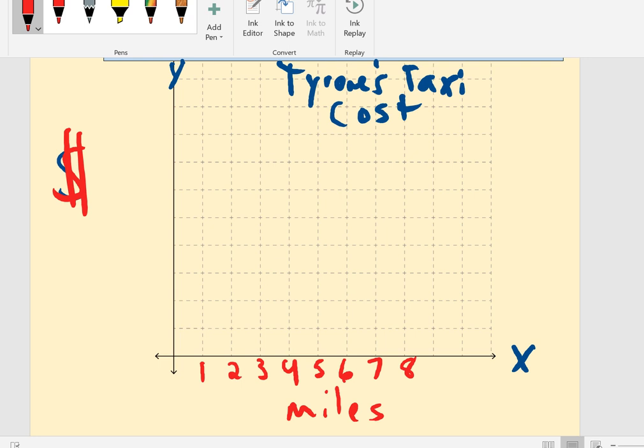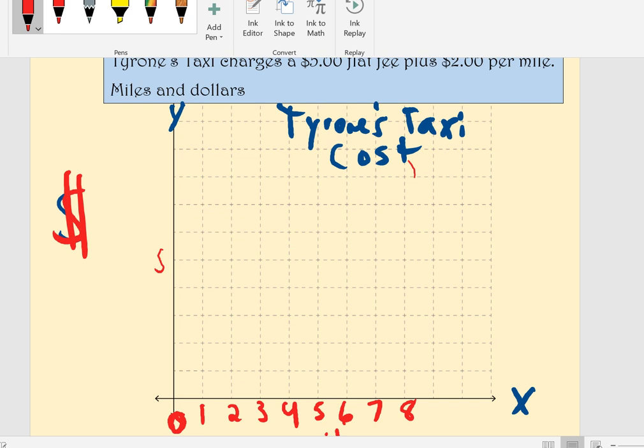On the dollar amount, the least amount of money that we would end up paying Tyrone if we went 0 miles would be $5. So if we start at 5, if we went by ones, your first ordered pair would be all the way up here. And that's not wrong. I mean, your graph is just going to be somewhere up here. That's not wrong. It's just, let's go by something other than ones. Let's go by something that makes sense.